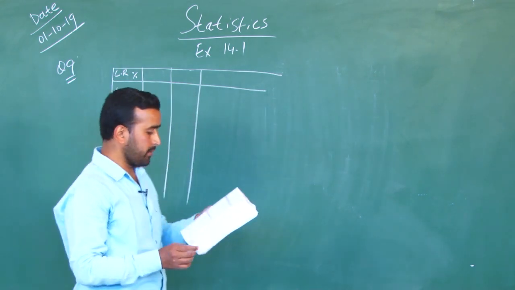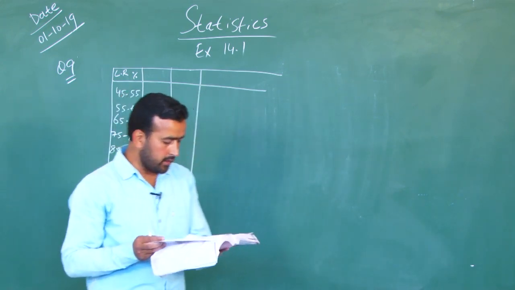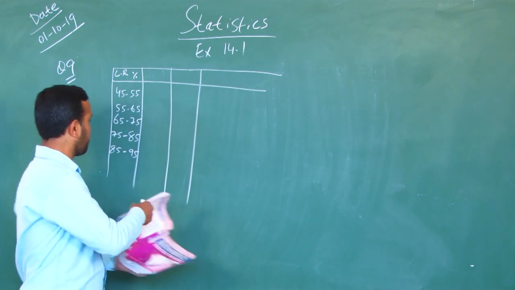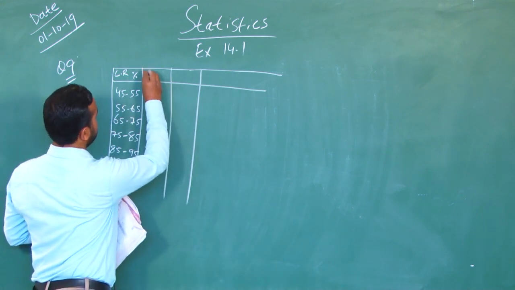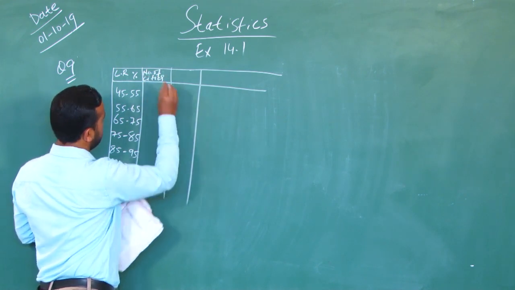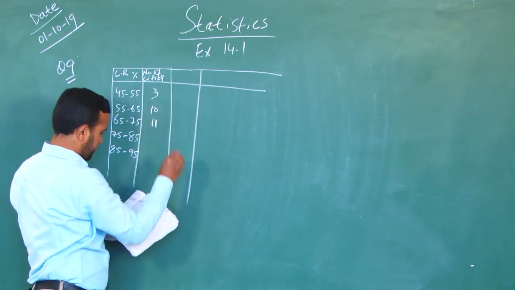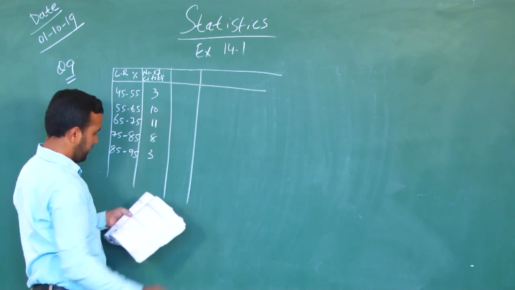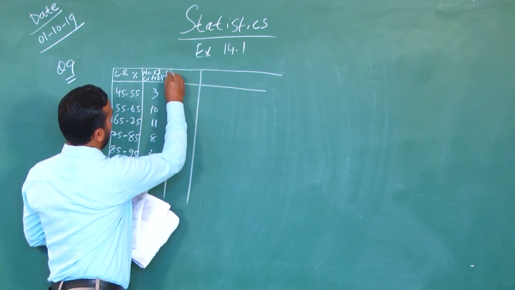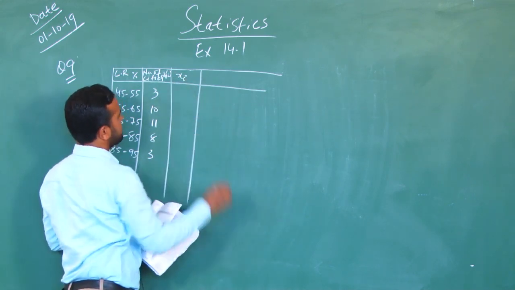Now let us see the number of cities for which the data values are recorded. We'll write number of cities. Number of cities, it is 3, 10, 11, 8, 3. This we can denote by Fi. Then in the next one we have to calculate the Xi, that's the mid values.